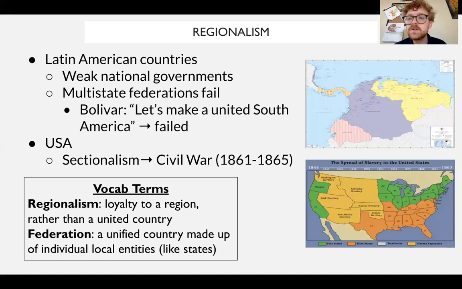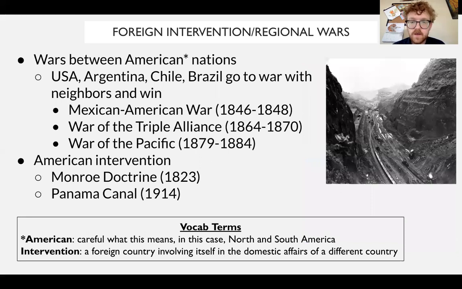Anyway, so regionalism is an issue going on in North and South America. But we're also seeing a lot of conflict between these different countries, between these different states, these different nations. So we are going to see a lot of wars going on, not only in South America, but in North America. So what's going on?